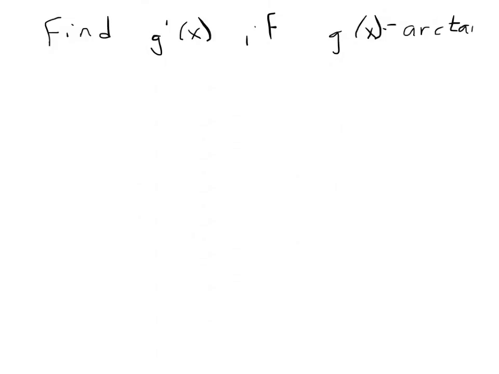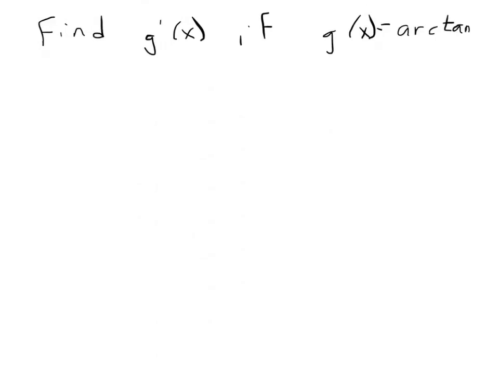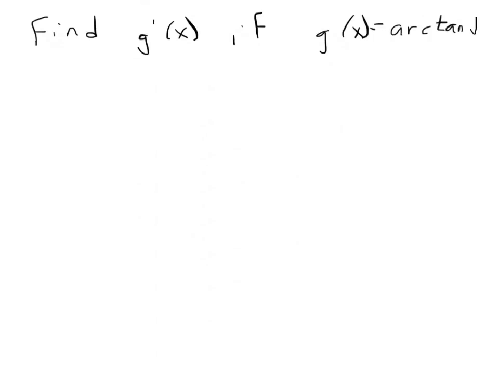The next one that I'll ask is find g prime of x if g of x is the arc tangent of the square root of x. That really didn't come out very pretty. That's the arctan of the square root of x. There we go. So if you're doing this at home, I'd recommend pause the video, try it on your own. It shouldn't take you long to work out this hint hint chain rule problem.